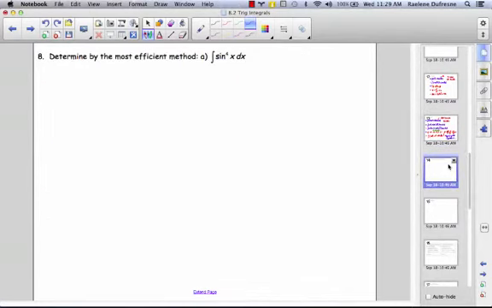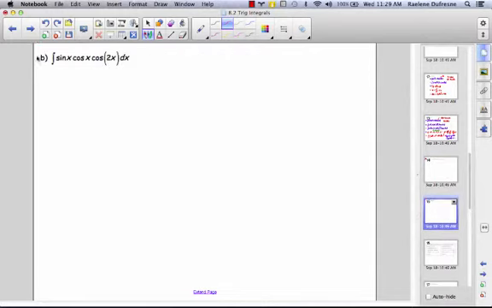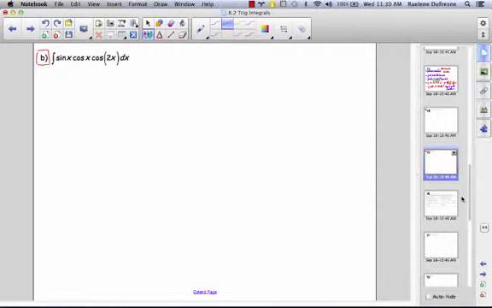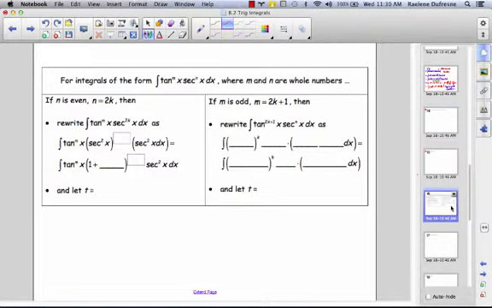In number 8, we want to determine by the most efficient method the integral for sine to the 4 of x. And I'm going to leave you to try this one, part A and part B, by thinking about method of substitution, trig identities, and integration by parts. If you have to try 2 or 3 different methods before you conclude which one is the most efficient, that's perfectly fine.